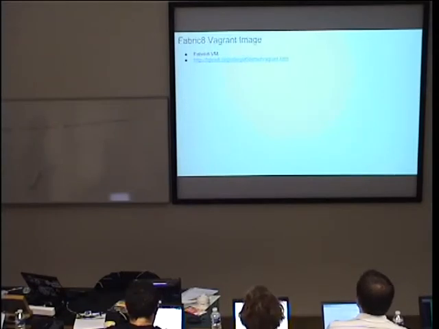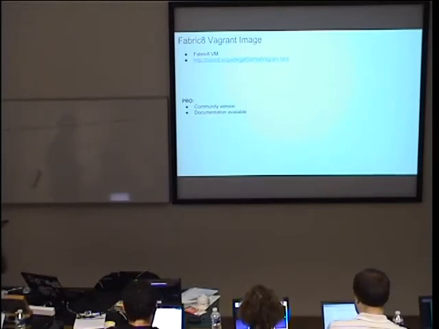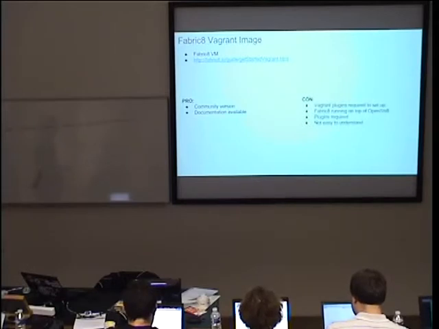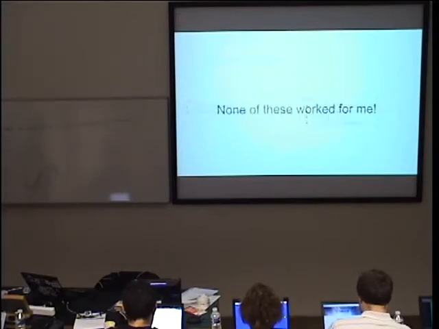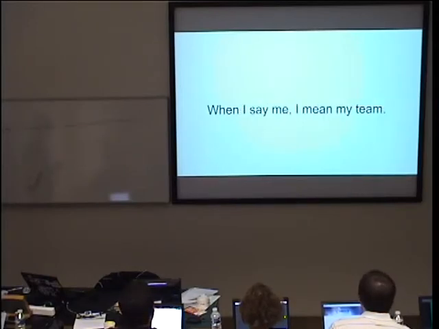And then we have fabric8, which is another upstream project from Red Hat. But this one was really cool. It's a really good VM for getting started with OpenShift. It's the community version, and there is a lot of documentation. But then you have fabric8 on top, which is not what we wanted to show. We wanted to show OpenShift, and fabric8 is adding a lot of stuff, cool stuff, to be honest, but that's not what I wanted to show. So none of this worked for me. Well, really, when I say me, I'm saying it didn't work for the team I work with.